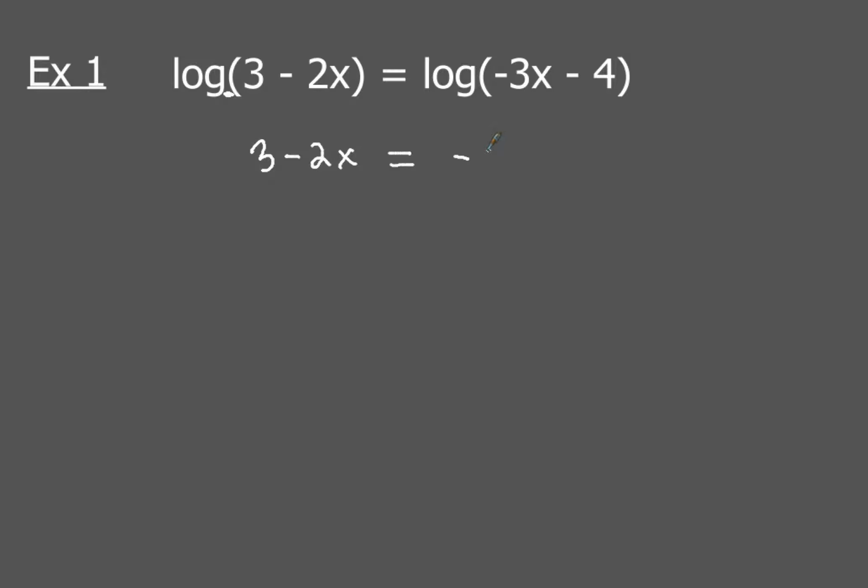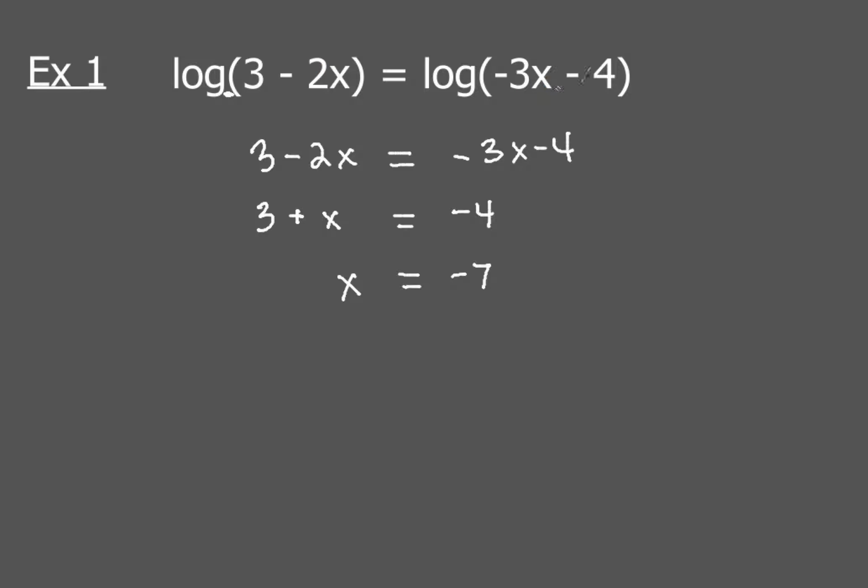3 minus 2x equals negative 3x minus 4. Oh my gosh. So we're going to do a little algebra. First thing we're going to do, because I like the variables on the left side, so we're going to add 3x to both sides. And that's going to be 3 plus x equals negative 4. And of course, when I solve that for x, I get x having a value of plain old negative 7. So I've solved this problem.